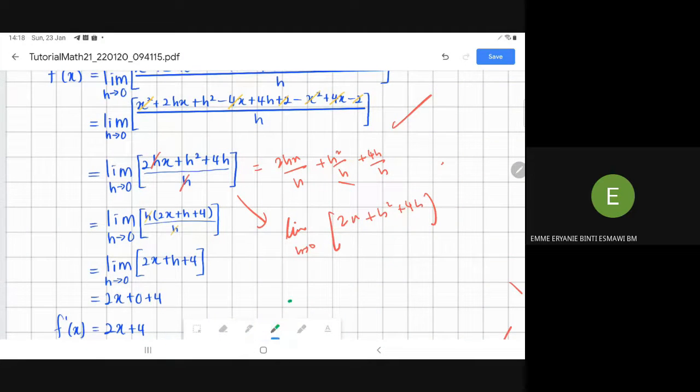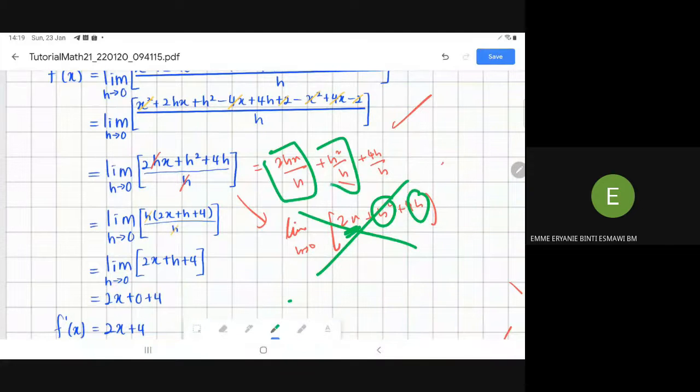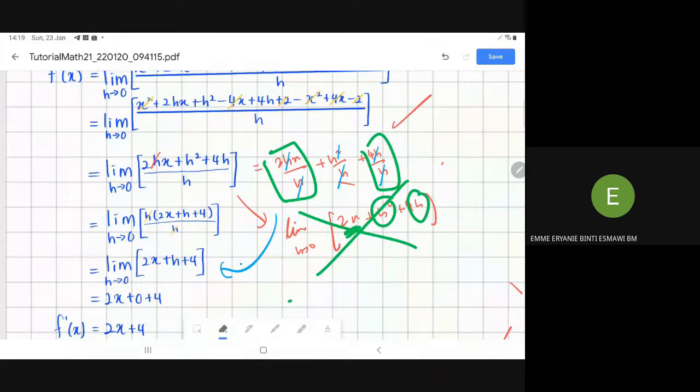Okay. So that means the term H square masih ada lagi dan the term 4H masih ada lagi sedangkan dekat sini dah tak ada H. So that's why it's wrong. Because the over H adalah untuk setiap satu term tu. Jadi sepatutnya setiap satu term tu layak untuk dipotong H dia dengan H dekat denominator. Like that. So yang ni potong ni, potong ni. So sepatutnya jawapan dia akan jadi macam ni. 2x plus H plus 4. Macam tu.